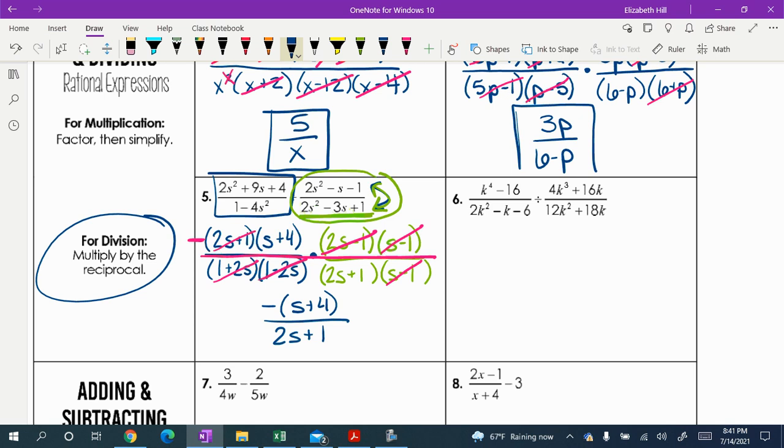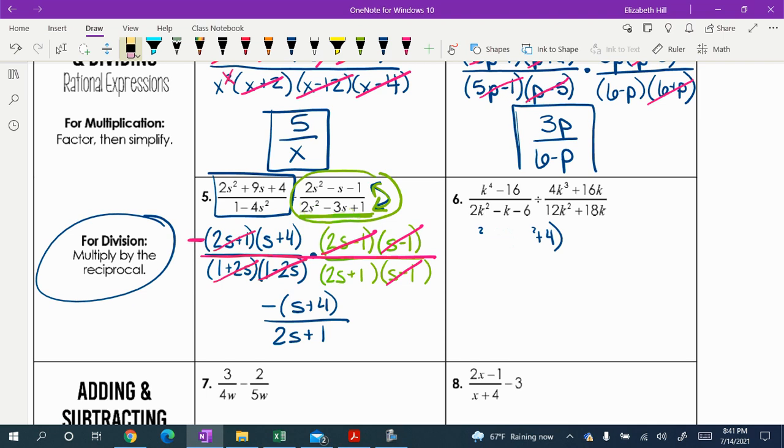All right, try and see if you can do number 6 on your own. And what I'm going to do once again is try and factor this out for you. So you've got the k to the fourth minus 16. Now that's the difference of two perfect squares. So that's k squared minus 4 and then k squared plus 4. Now k squared minus 4 can be simplified, factored out further.